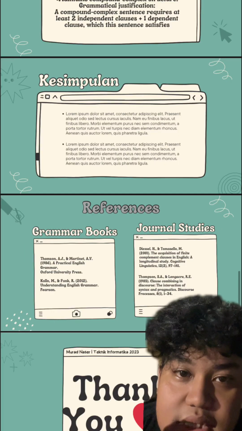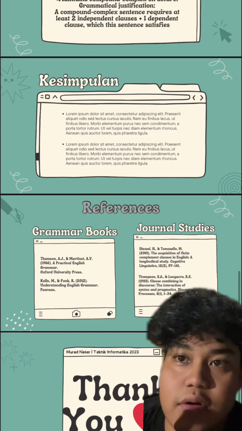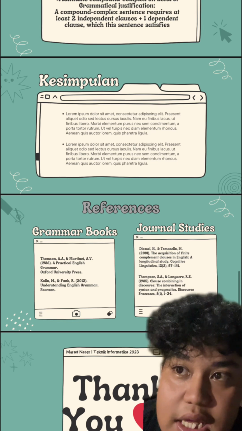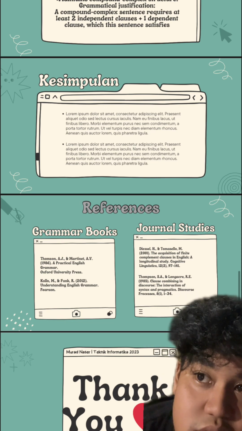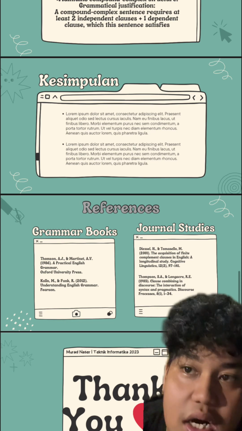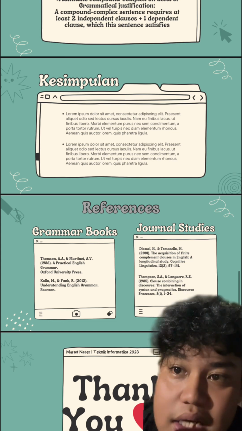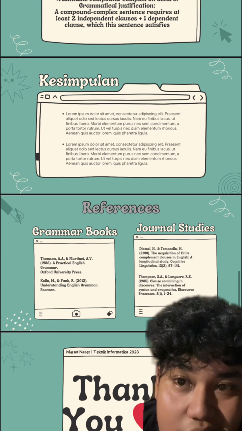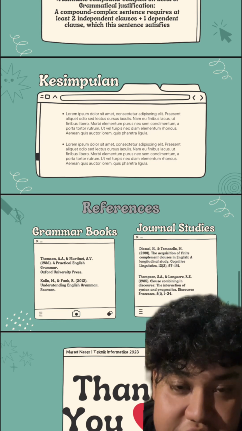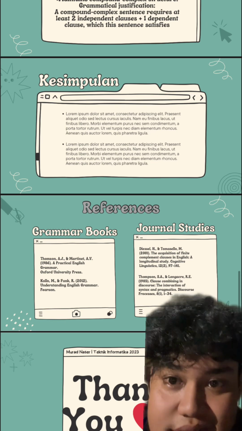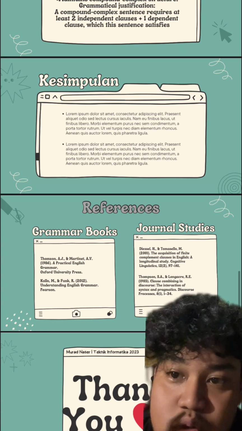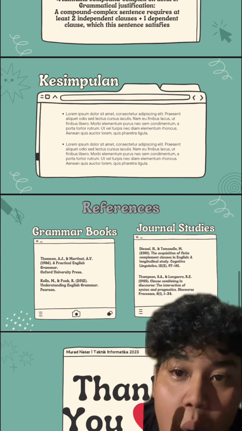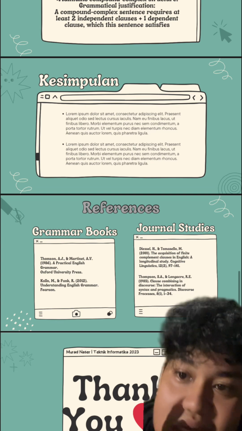Rewritten for clarity. Because the teacher was late, the students waited and they then started the class by themselves. For smoother flow, this maintains the compound complex structure. Grammatical justification: a compound complex sentence requires at least two independent clauses plus one dependent clause, which this sentence satisfies.